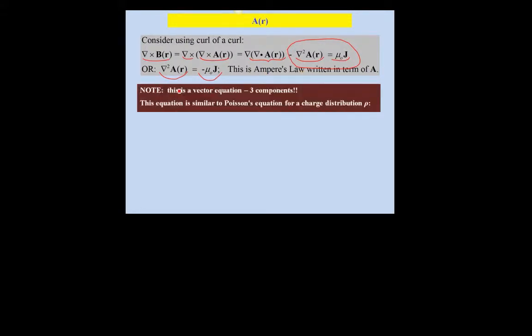It has three components, and if you look at this Laplacian as a function of x, y, z, say, is equal to some quantity here, this is like Poisson's equation, and this would be like for a charge distribution rho. And if you remember, what we did there was we took the Laplacian of a scalar function, and we got, of course, a scalar here.